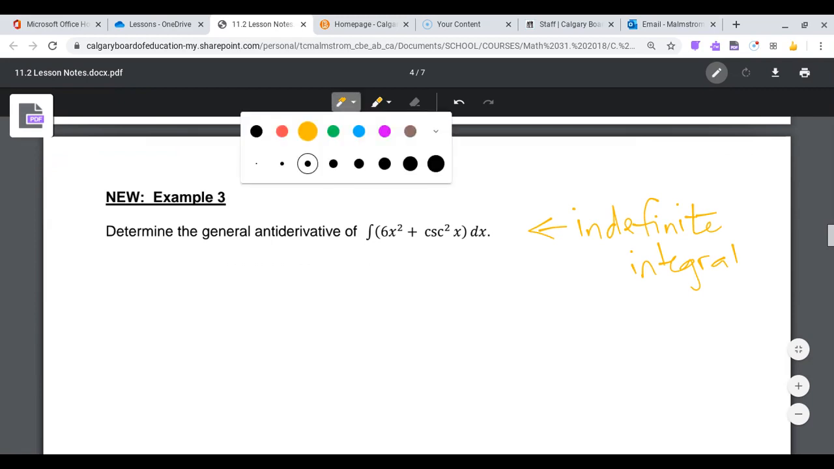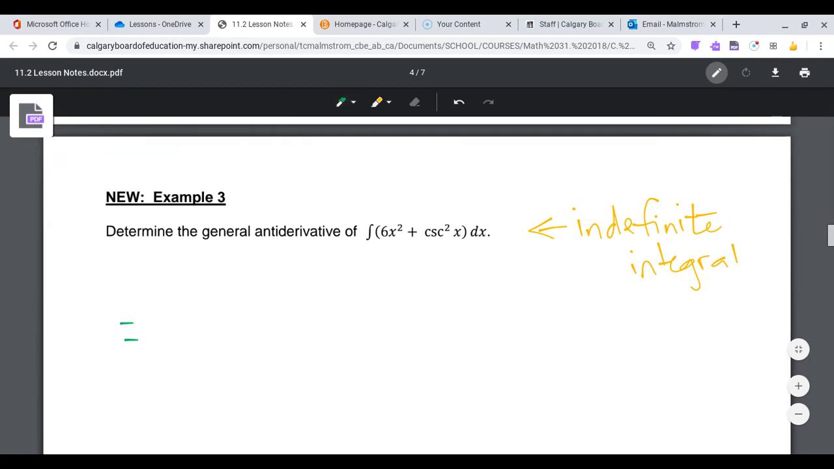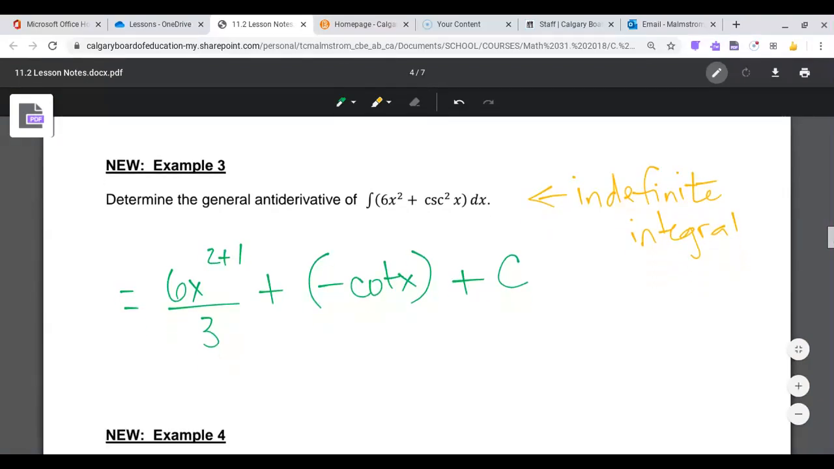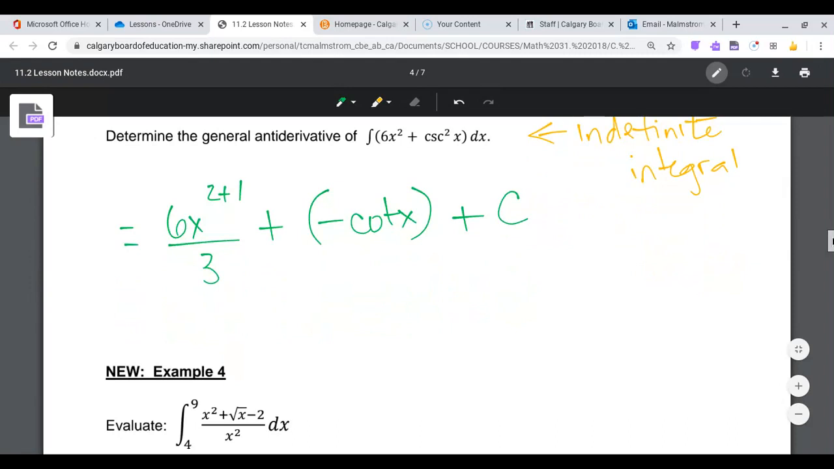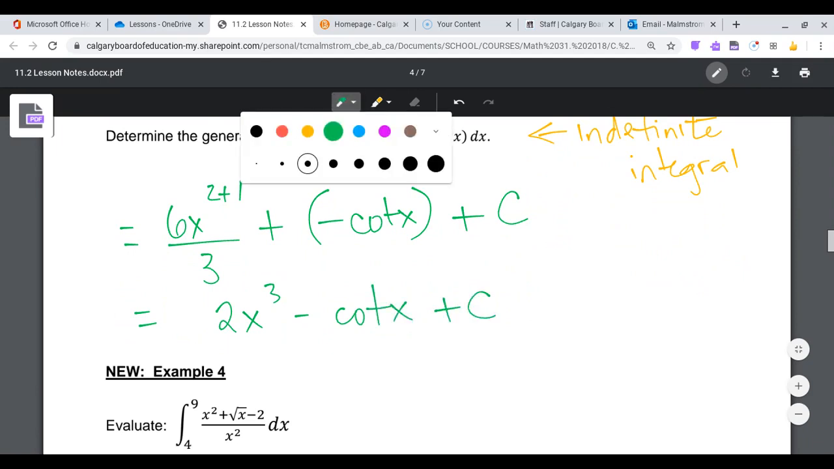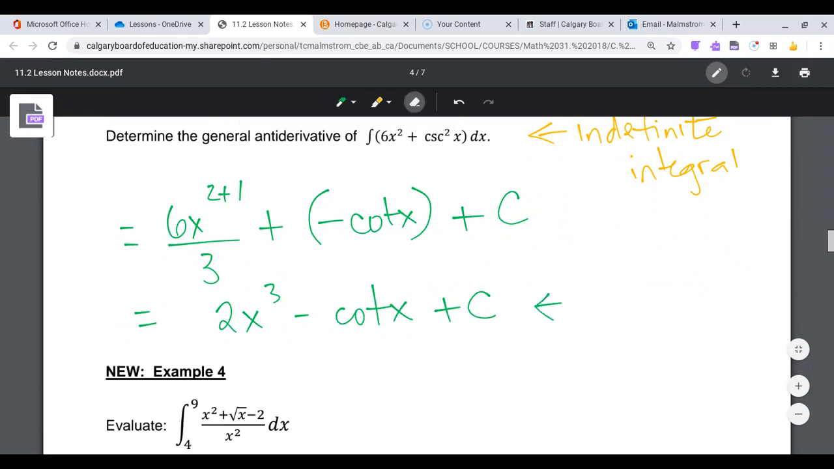And so we just go about and take our antiderivative as normal. The antiderivative of 6x squared is, well, you add 1 to your exponent and divide by the new exponent, plus the antiderivative of cosecant squared. Well, you're going to need to go to your chart, and that is negative cotan x plus c. Okay, because it is a general antiderivative, meaning take the indefinite integral, we have to remember to add the constant. And then we would just tidy up our answer. So we would get 2x cubed minus cotan x plus c. So our indefinite integral is giving us, change color.